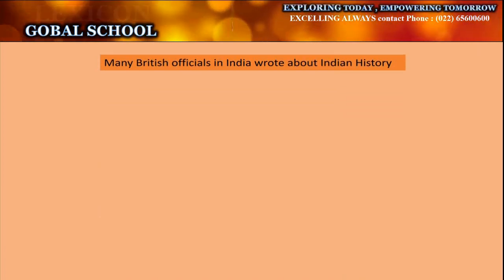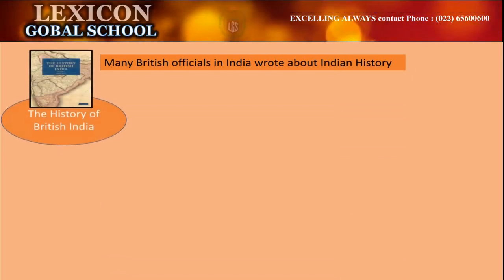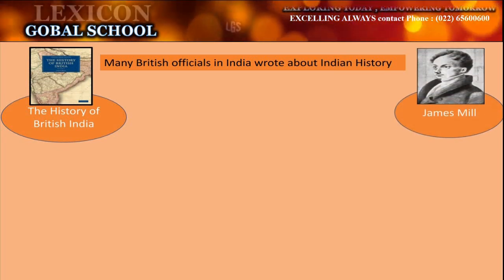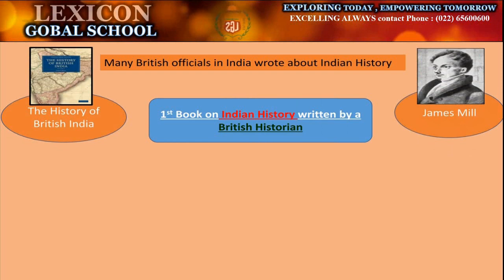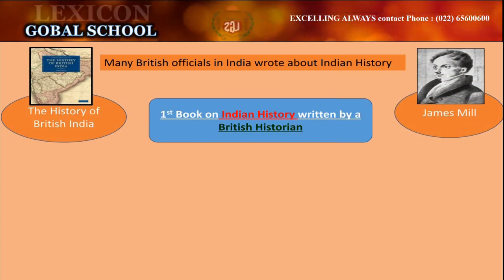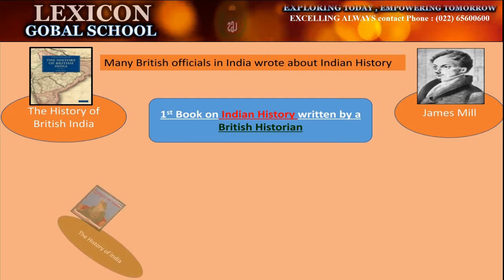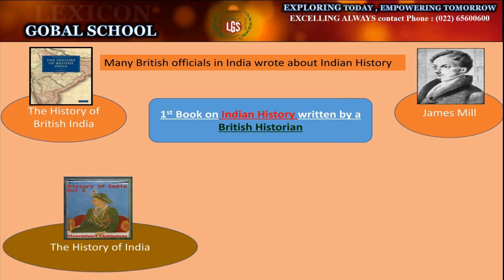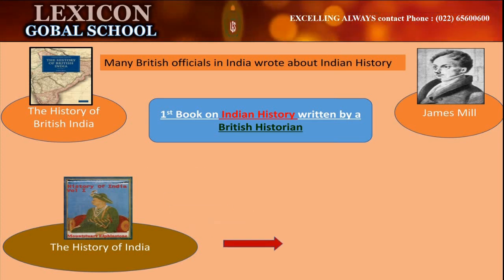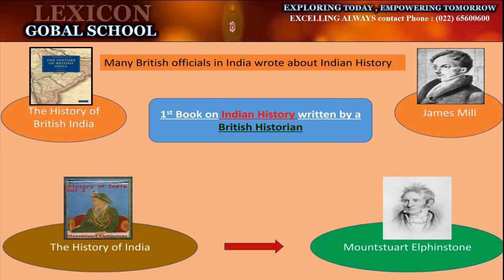Now, children, many British officials in India wrote about Indian history. Let us learn about them. James Mill wrote the book The History of India. This book is the first book on Indian history written by a British historian. Then you also have The History of India, which was written by Mount Stuart Elphinstone.